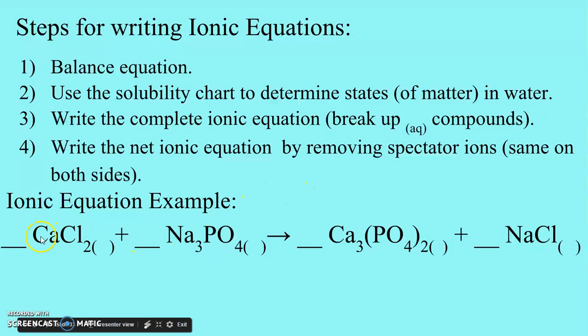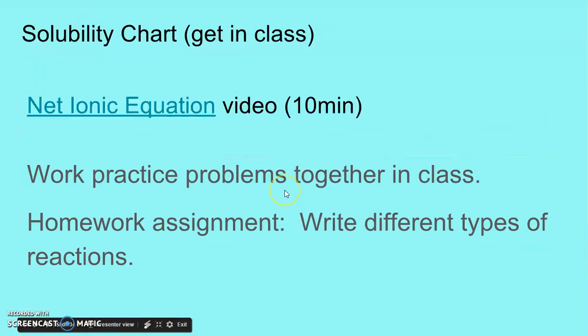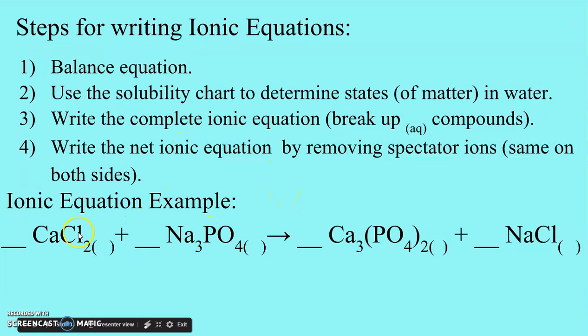So from there, once you determine if things are aqueous or if they're solids, if they are aqueous, you can break them up. So calcium would break up into Ca2+, chlorine would break up into Cl1-. So instead of writing CaCl2, I'd write Ca2+ plus Cl1-. I'm just going to break them apart. And then I look at, are any of these solids?